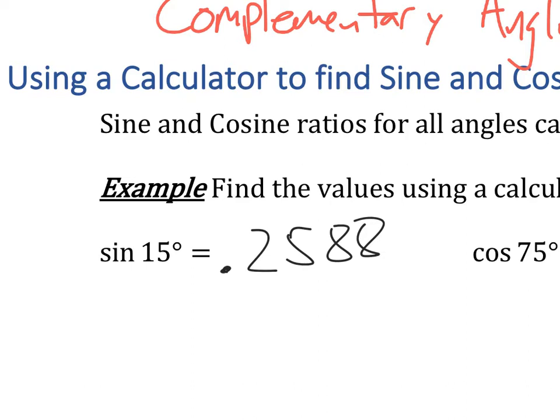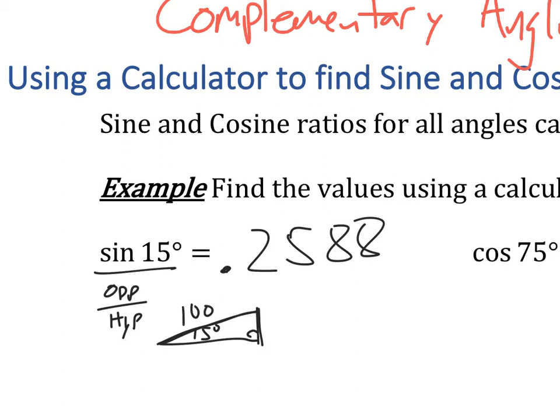So all that means, remember, sine is the opposite over the hypotenuse. So that means if you were to make a triangle, a right triangle, and you were to have 15 degrees here, then whatever the hypotenuse is here, then this length is going to be 25% of it. So if this is 100, this is going to be about 25, or actually 25.88. Okay, it's just a ratio.